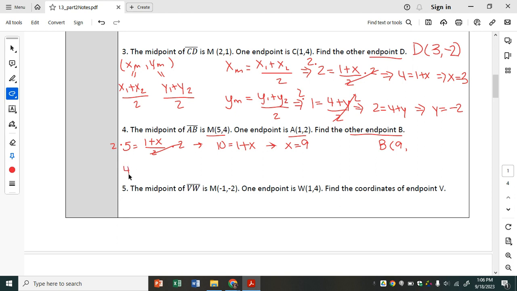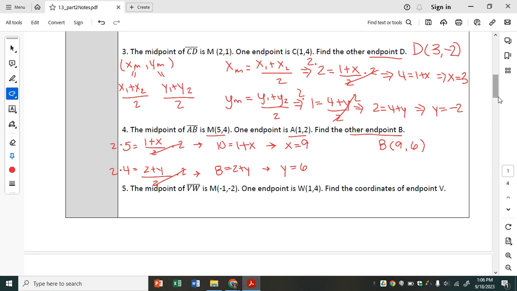For my y value, I'm going to have the y of my midpoint equals 2 plus y over 2, right? So the y value on one endpoint plus the y value of the other endpoint, which I don't have. We're still going to go through the same process, multiply by 2. We get 8 equals 2 plus y. Subtract your 2, we should end up with y equals 6. So our other endpoint should be at (9, 6).